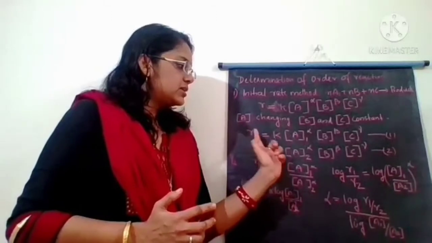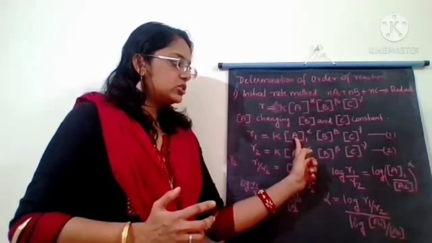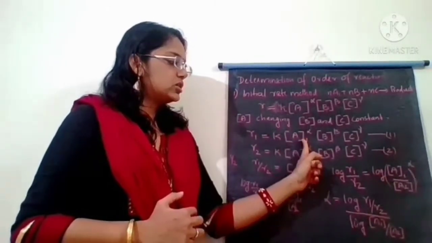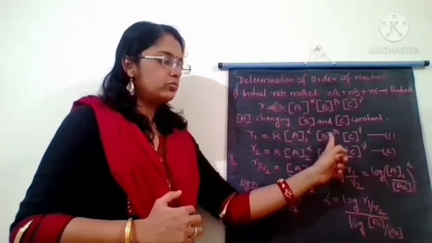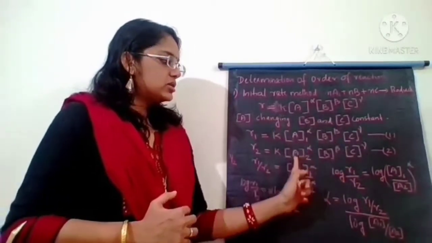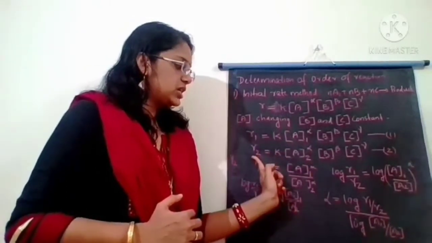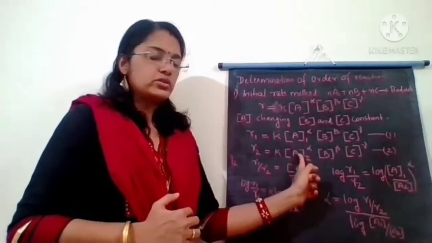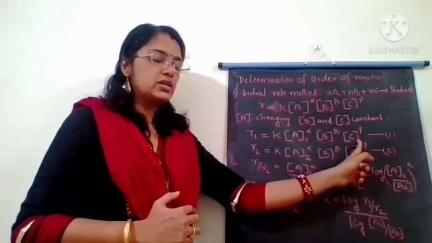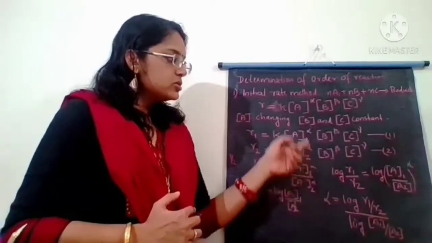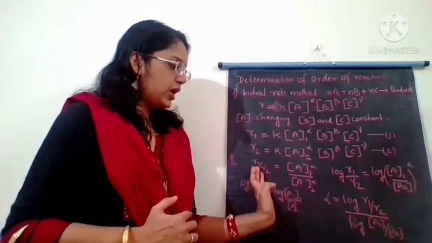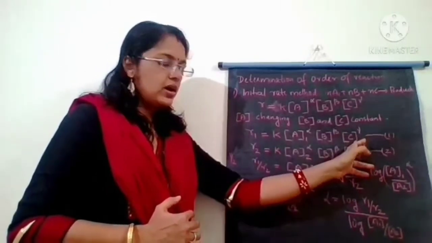So we can write, first, if we take the concentration of A as A1, then R1 becomes K into concentration of A1 raised to alpha, concentration of B raised to beta, concentration of C raised to gamma. Again, if we change the concentration of A to A2, then the rate changes, that is R2 is equal to K into concentration of A2 raised to alpha, concentration of B raised to beta, concentration of C raised to gamma. So when we divide these two equations, that is equation 1 by 2, R1 by R2 is equal to, here B and C are kept constant.